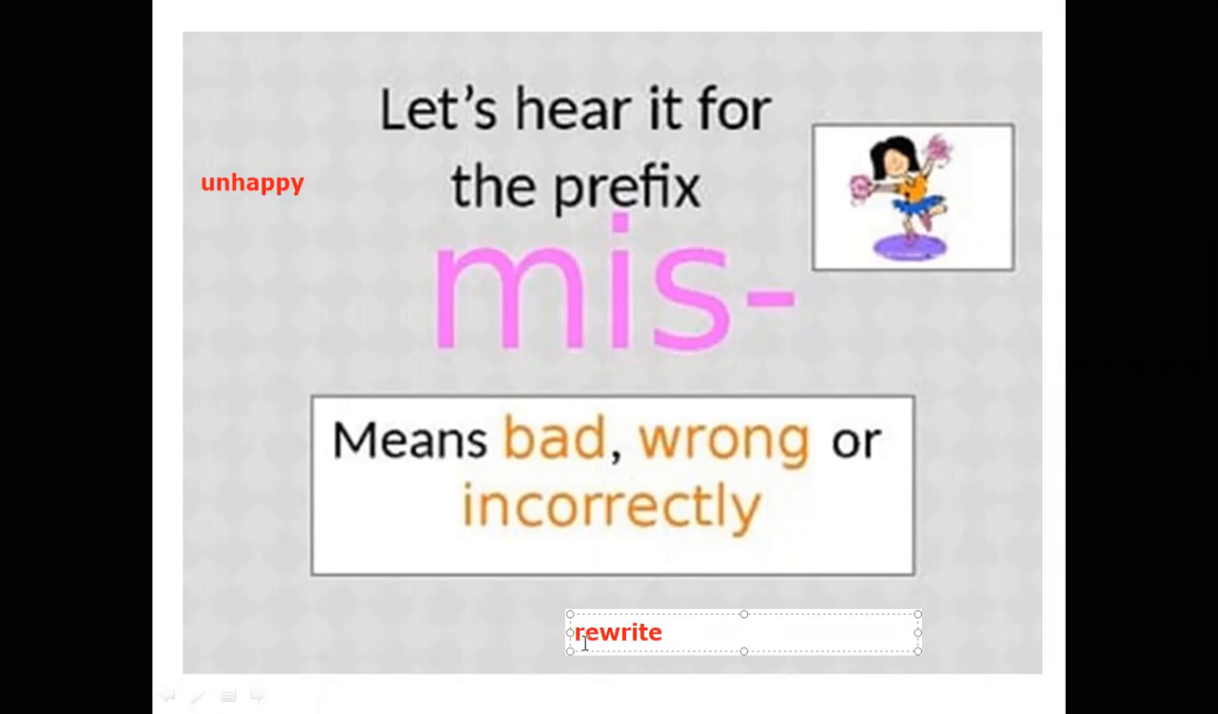But today we have two new kinds of prefix. Mid means middle, and mis is the second kind of prefix today. What's the meaning of mis? Mis means bad, wrong, or incorrectly. Each prefix has a different meaning. A few letters are added to the beginning of a word to change its meaning. Un changed the meaning of happy, re changed the meaning of write, mid changed the meaning of other words, and mis changed the meaning of the words. Here, mis means bad, wrong, or incorrectly.